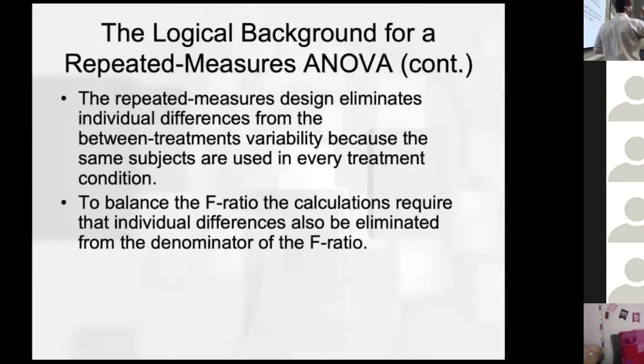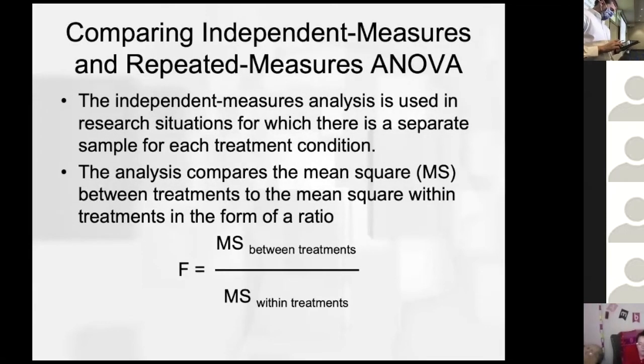But if we're removing those individual differences from the numerator, that mean squares between treatments, we need to remove those individual differences from the denominator of that mean squares within treatments, right? And so we're going to have slightly different terms that we're going to be using this time. So that independent measures analysis is used again when we've got three different groups, comparing that variance between the treatments to that variance within the treatments, creating this ratio that we used last time.